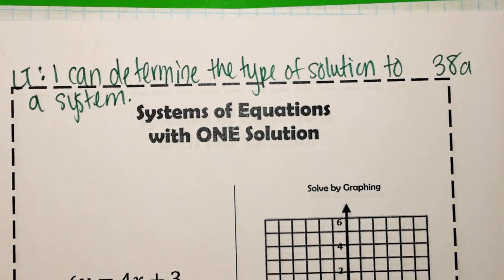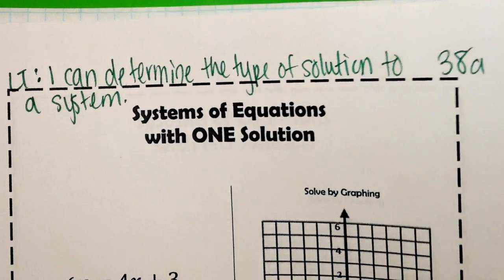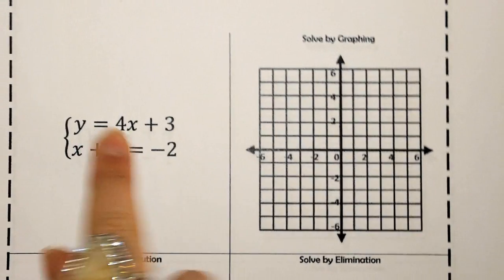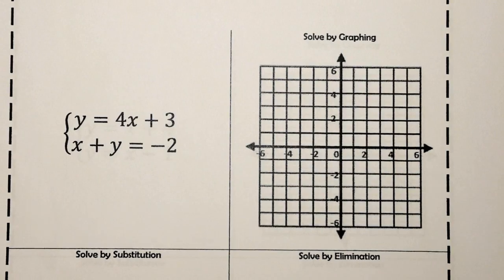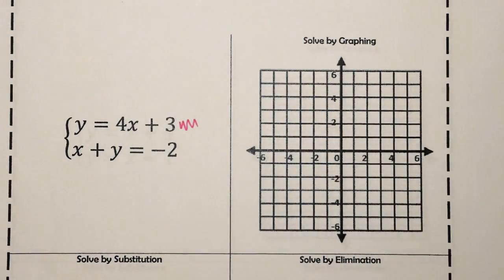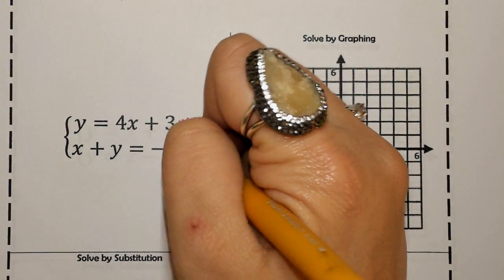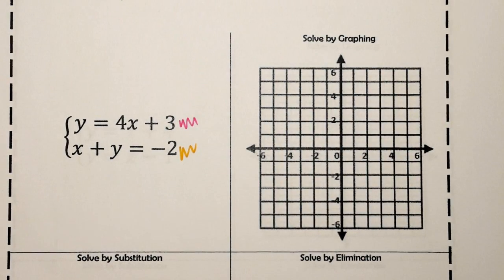Okay. All right, how many ways do we have to solve a system? 3. Take a point. What are the ways? Name one. Elimination and substitution. Awesome. Both of you take a point. What's the last one? Graphing. Take a point. So what we're going to do is we're going to take this guy and we're going to graph it. I'm going to do this first one in pink. I'm going to do this guy in orange. Are we ready?